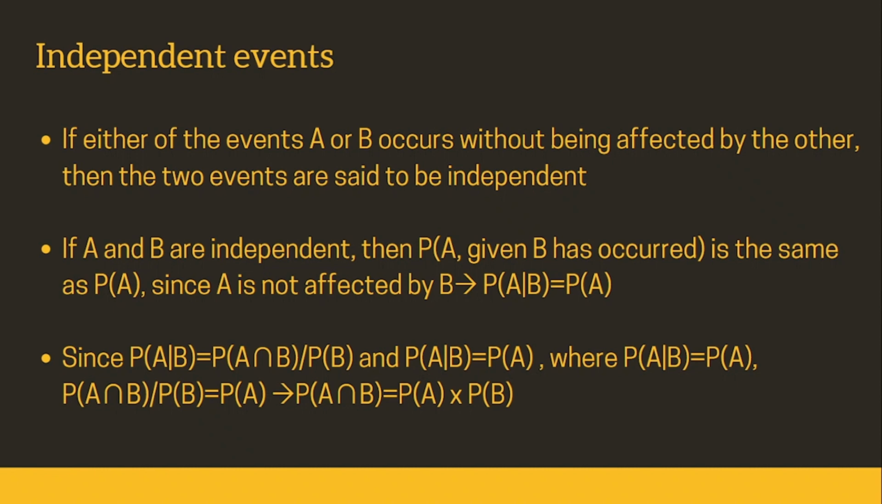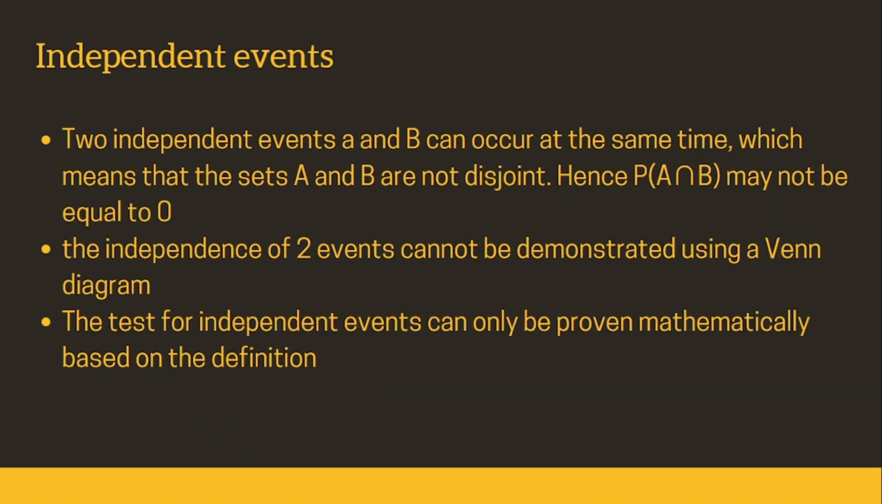So that just means we can simplify it to the probability of A intersecting B is just the same as the two probabilities multiplied by each other. So notice that when we look at mutually exclusive events, the probability of the intersection was 0. But in the case of independent events, it may not always be 0. So that is the difference between mutually exclusive and independent.